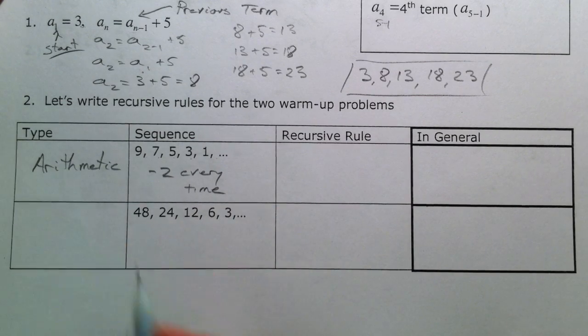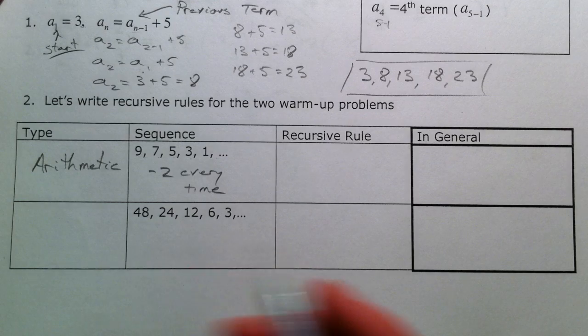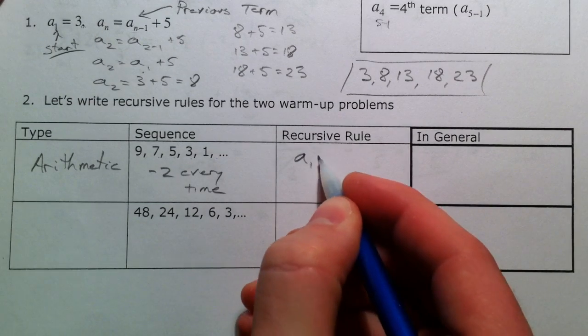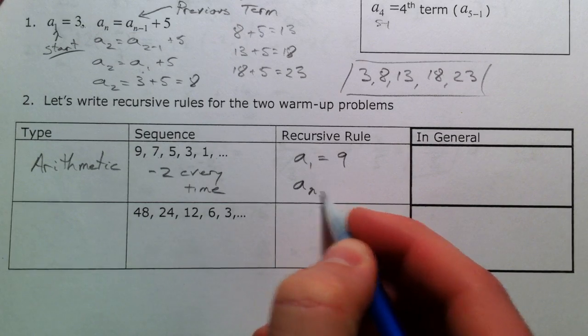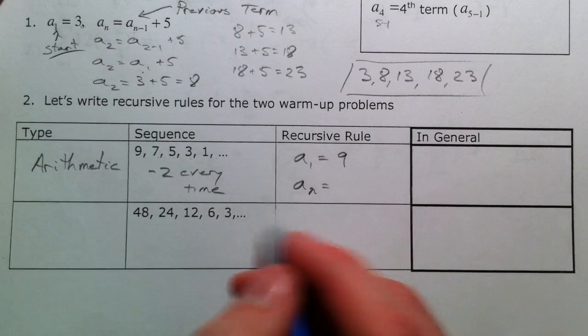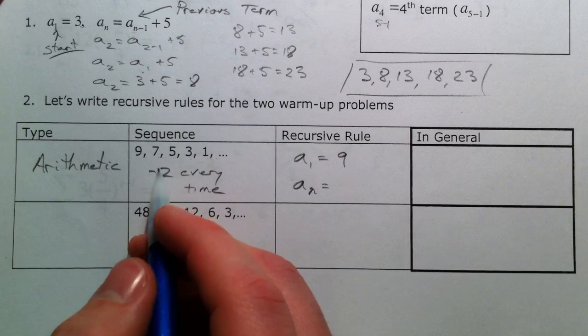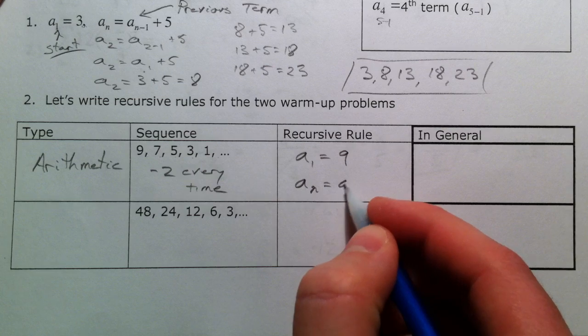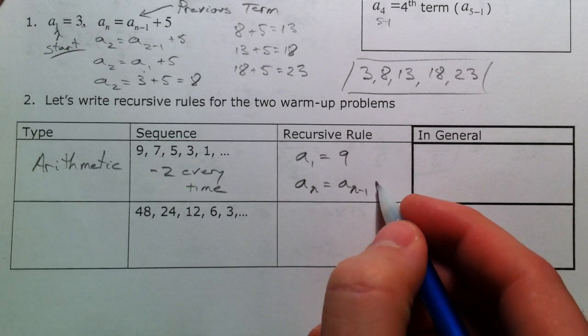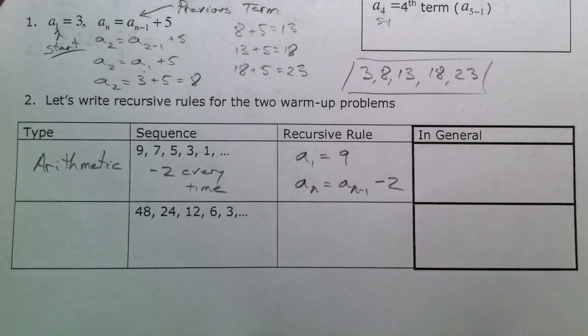Anytime you have a common difference, it's arithmetic. So the recursive rule, we need a beginning, a sub 1 equals 9. And then a sub n, and how do we get to the next term using the previous term? So we already said subtract 2 every time. So a sub n minus 1, the previous term, minus 2.